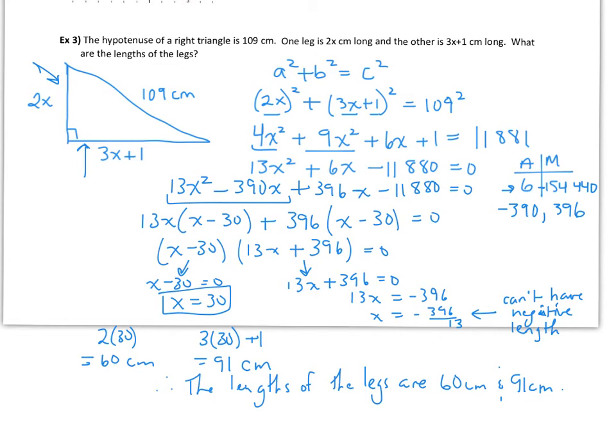And of course you can try 60 squared plus 91 squared and see if it gives you the hypotenuse, the 109 squared there, and it should. All right, one other example here to do, which is similar to ones we've done before, but it doesn't hurt to review them again.